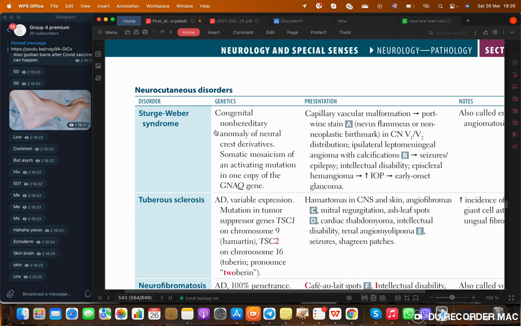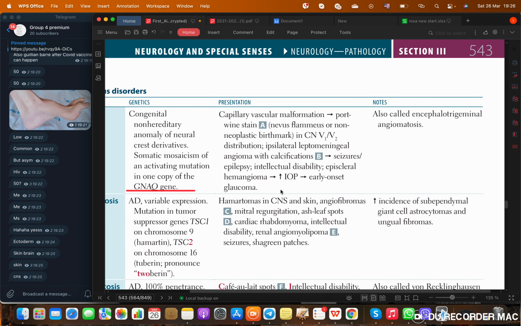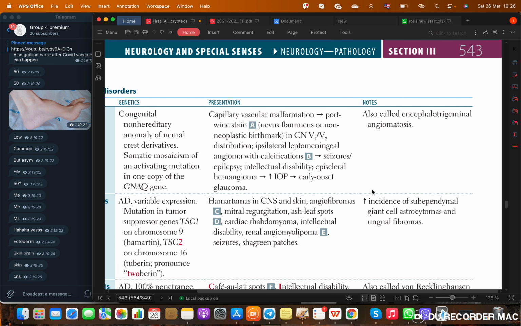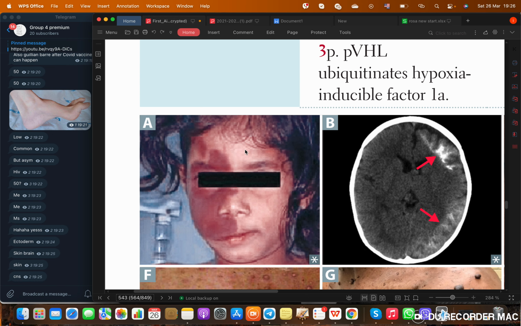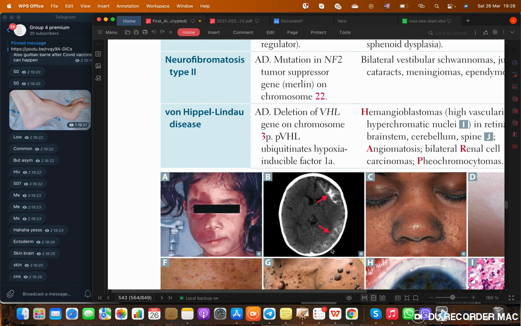It's congenital, non-hereditary, meaning that if you have it, you will not give it to your child. Anomalies of neural crest derivatives. Somatic mosaicism, which means that the patient will have the symptoms, but he cannot transmit it to his son. Of an activating mutation in one copy of the GNAQ gene. So the patient can have multiple symptoms that will be only in him. Capillary vascular malformation will lead to the port wine stain, which can be as bad as this, or it can be like Gorbachev, quite mild.